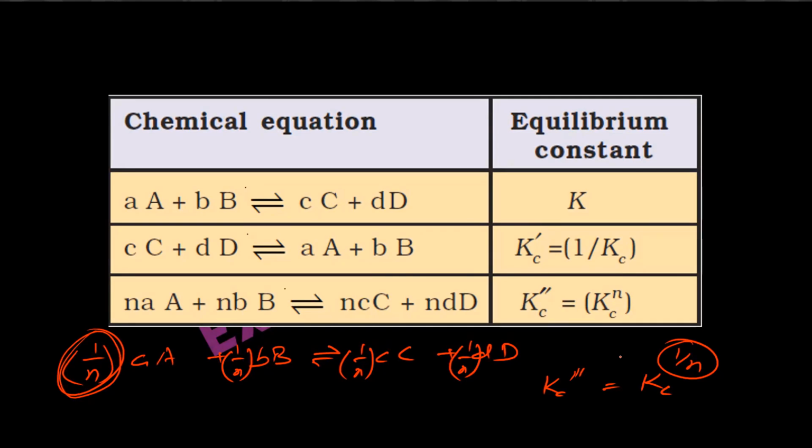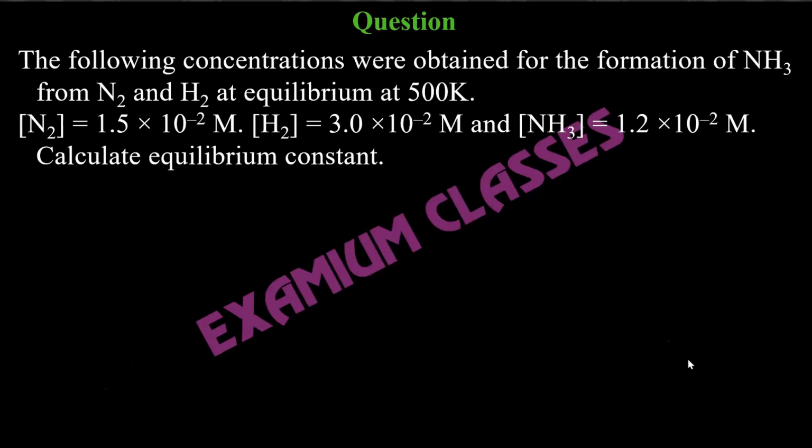So you know, in any case, whether it is multiplication, division, or reciprocal, this is what you will be using in questions, numericals, etc. You know what to do. How will you get the new equilibrium constant? Right. So the question here.